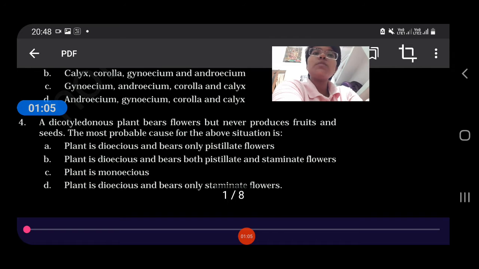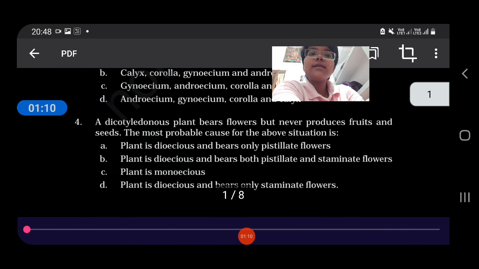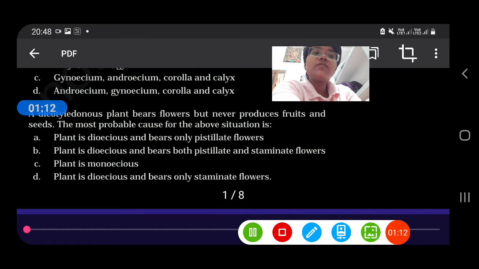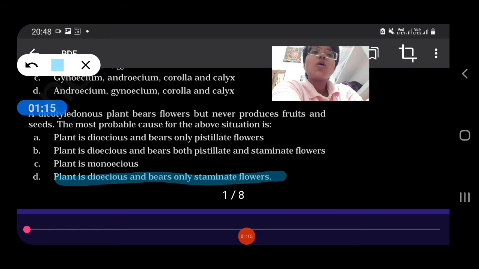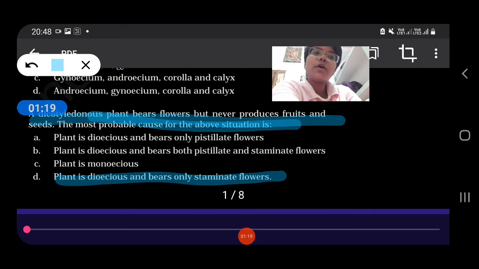A dicotyledonous plant bears flowers but never produces fruits and seeds. The most probable cause for the situation is that the plant is dioecious and bears only staminate flowers. Okay, this is the reason for this question.